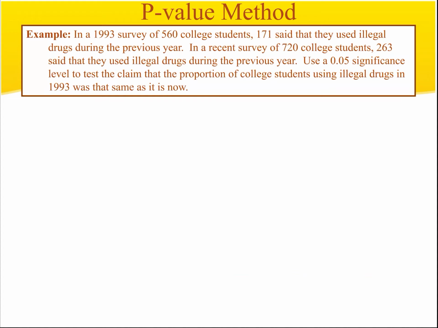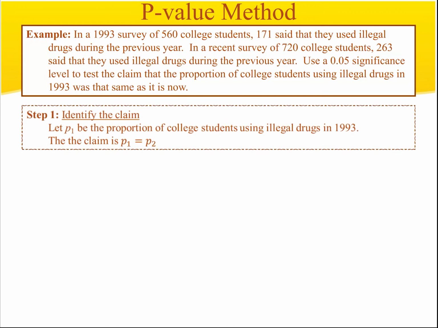In 1993, a survey of 560 college students said 171 said that they used illegal drugs during the previous year. In a recent study of 720 college students, 263 said that they had used illegal drugs during the previous year. Use a 0.05 significance level to test the claim that the proportion of college students using illegal drugs in 1993 was the same as it is now.